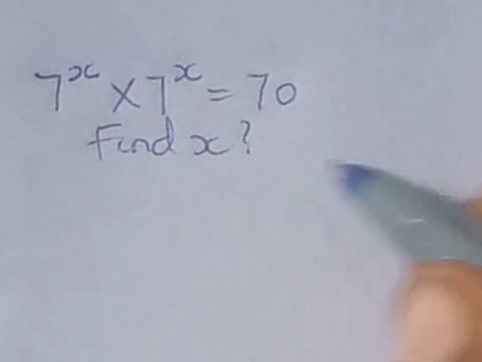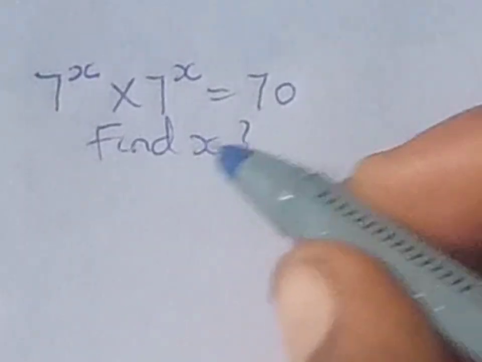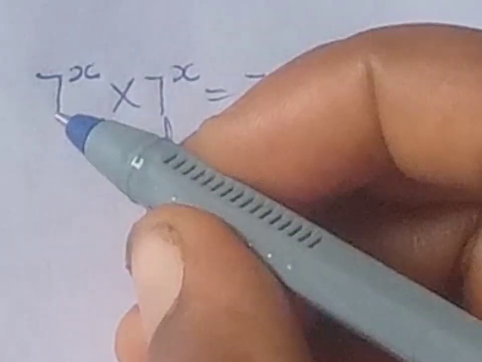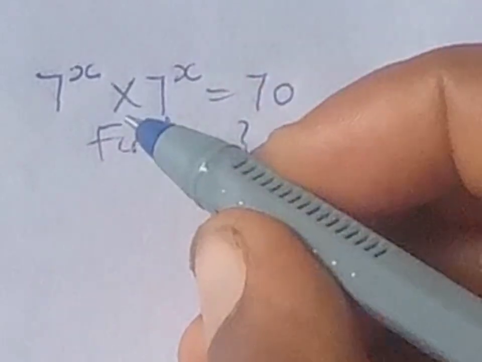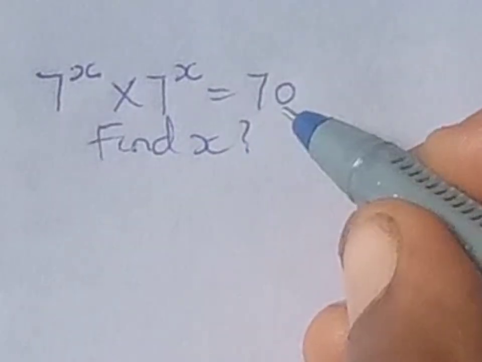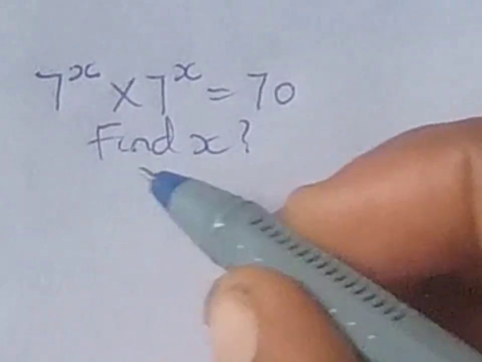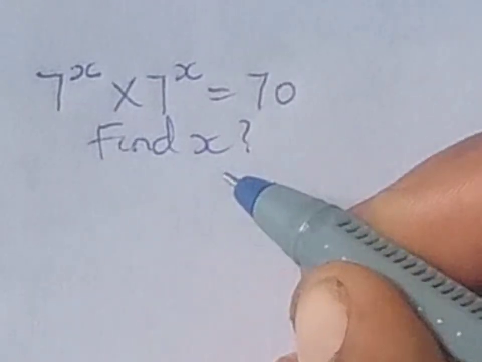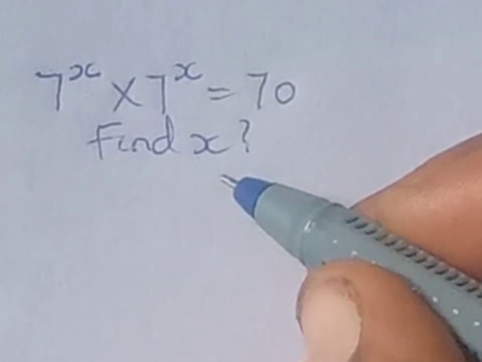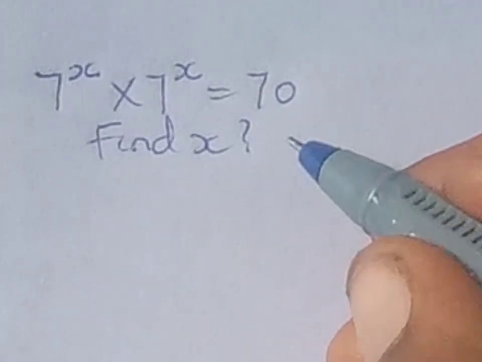Hello everyone, here is another amazing Olympiad algebra challenge which says 7 raised to the power of x times 7 raised to the power of x equals 70, and our task says find the value of x. Let's solve this together step by step using the laws of exponents.